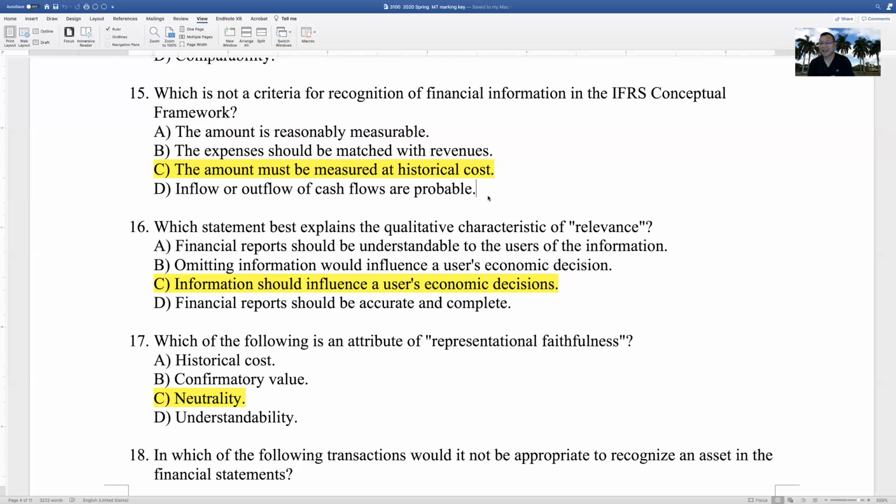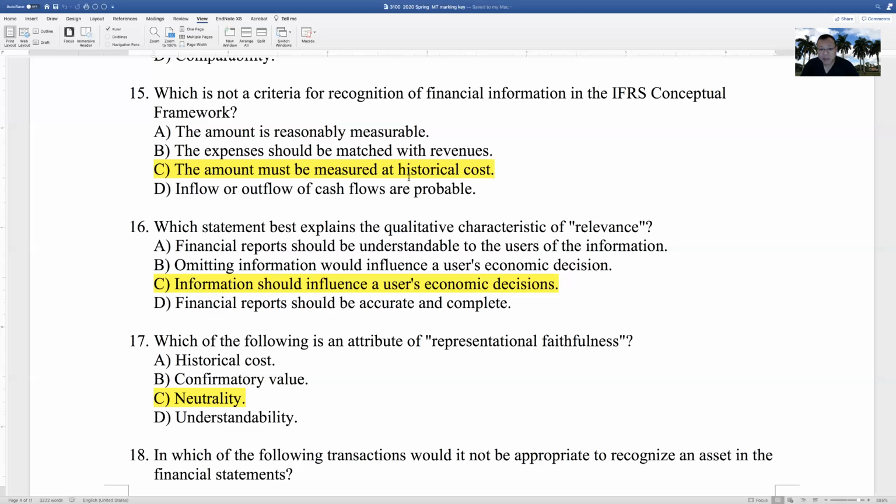So that's why in order for recognition, first you have to be able to measure it reasonably, you have to be able to collect the cash flow. And number B, the expenses should be matched with revenues. Then we don't have any problem with this. This is the matching principle for recognition of expenses. That means you recognize the revenue, but for matching purpose, you have to recognize expenses. So the answer is C.